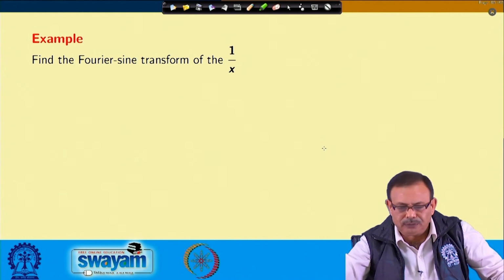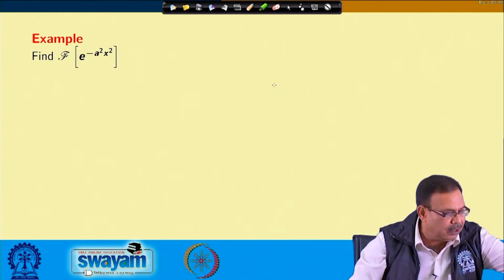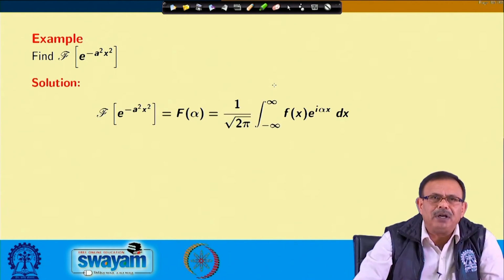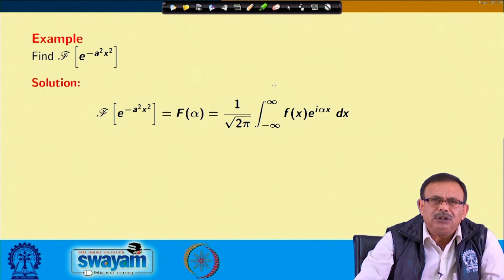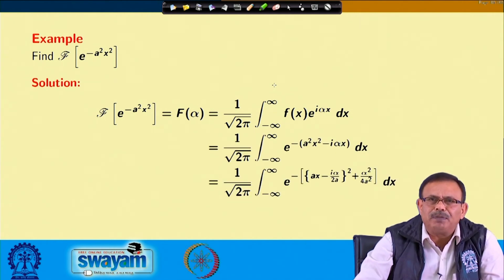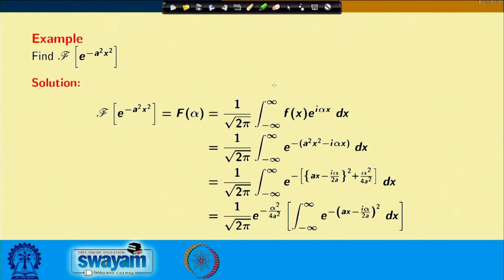So, again, we will not go into this, we have done it earlier. So, the Fourier transform of e^(-a²x²), just using the formula you find it, then you have to evaluate the integral. So, I am writing in the a² plus b² format, so I have to make the addition over there. This I am breaking, keeping the e^(-α²/4a²) outside.